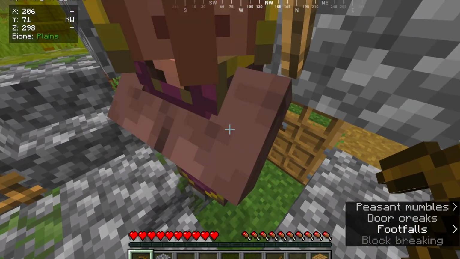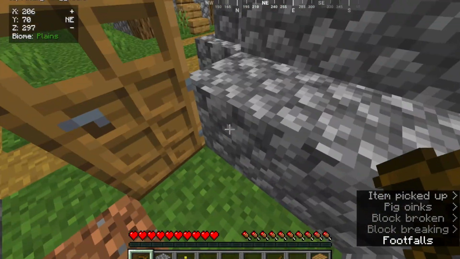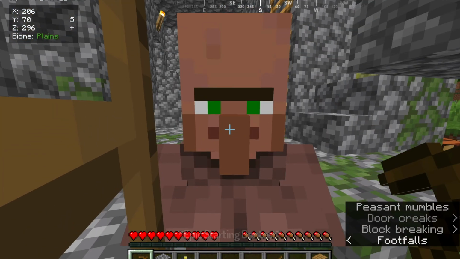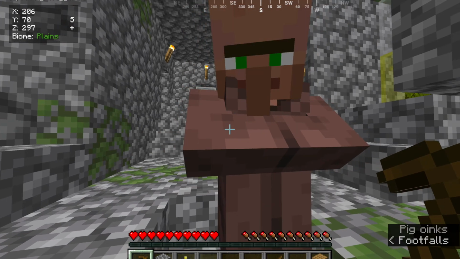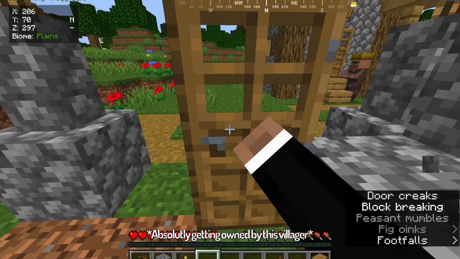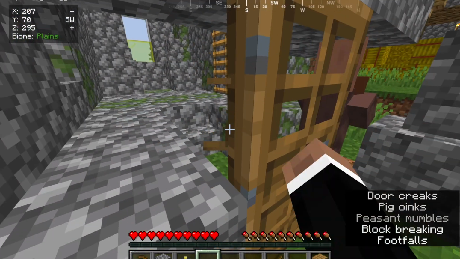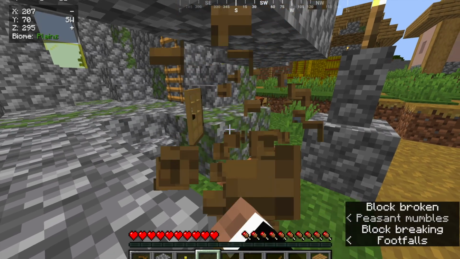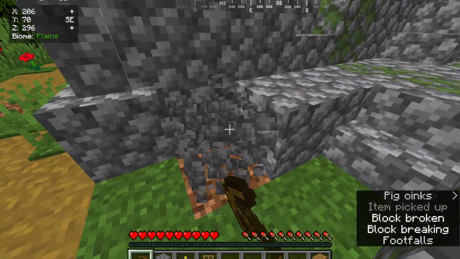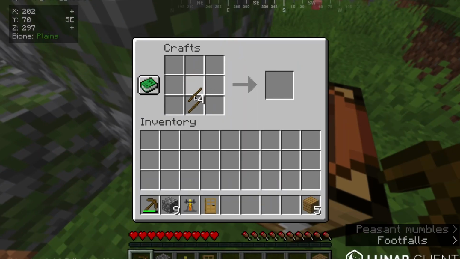Villager? I'm taking your job for that. Yeah, you're jobless. You know what? No more door. Yeah. I know it's taking a while. Okay. So let me just craft the basic tools.